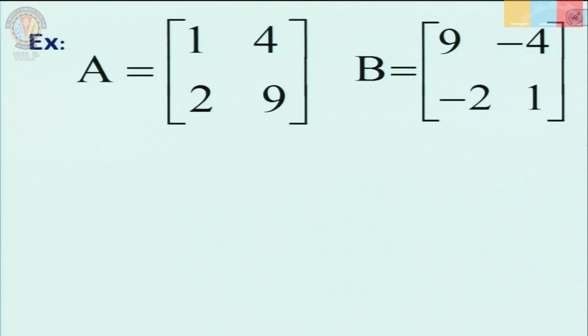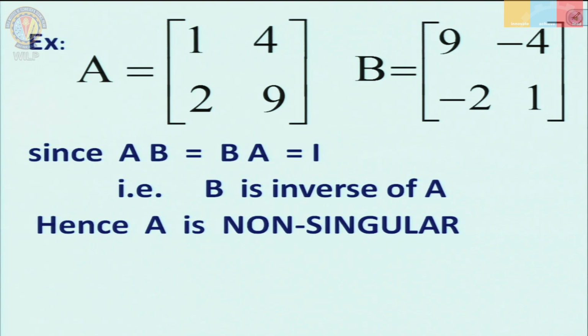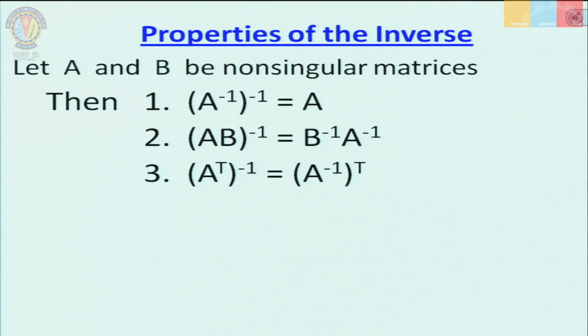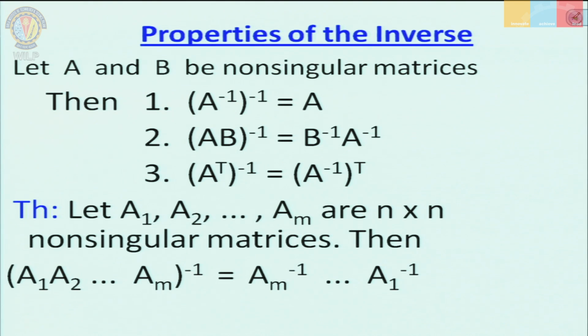Okay, you can see that A and B, these two matrices, are given. If you multiply A into B and B into A, we will get the identity matrix here, and therefore, B is the inverse of A. These are simple properties of inverse. The inverse of the inverse is the original matrix A, and inverse of AB is B inverse into A inverse, and if A transpose takes its inverse, then it is the inverse of A, transposed. And exactly in a similar way, if A1, A2, up to AM are matrices, the inverse of their product will be in the reverse order, AM inverse into up to A1 inverse.